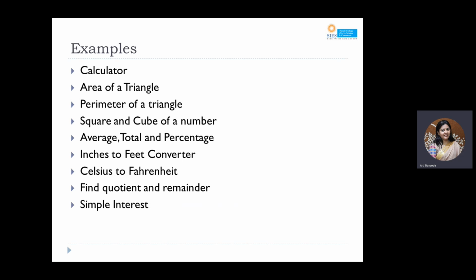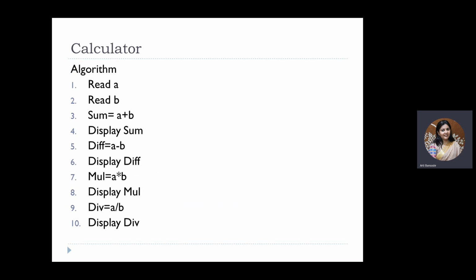So whenever you are learning any programming language or any automation, the most basic example that the students are told to solve is a calculator. So a calculator, as you know, performs basic mathematical operations. I'm just going to look at the basic operations. So let's have a look at the calculator program.